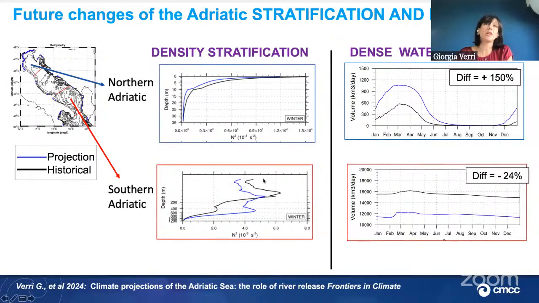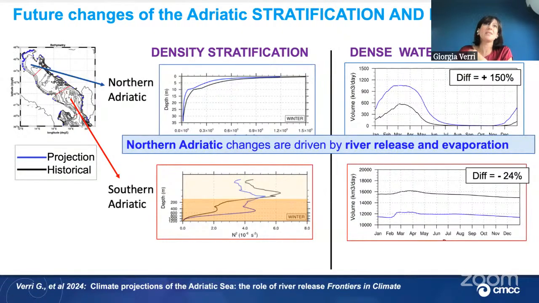The changes in the Southern Adriatic are a bit more complex in terms of stratification. It is expected to decrease again also in the Southern Adriatic down to 200-meter depth, while looking at the intermediate to deep water column, the stratification in the projection range is expected to increase. And this in turn means that looking at the dense water formation, what we expect for the Southern Adriatic, differently from the northern part, is a decrease of dense water formation.